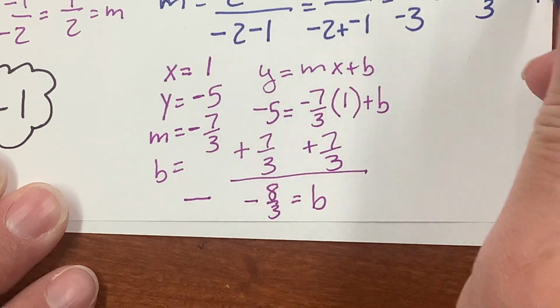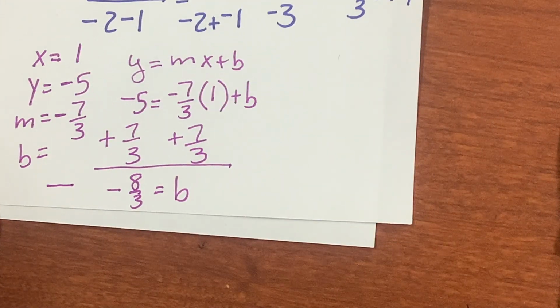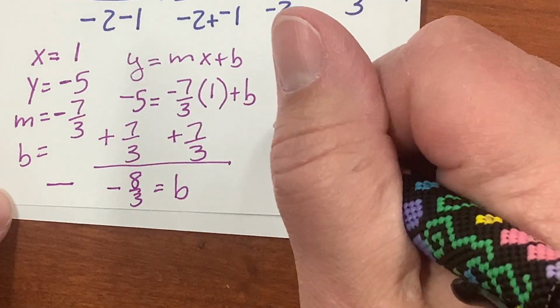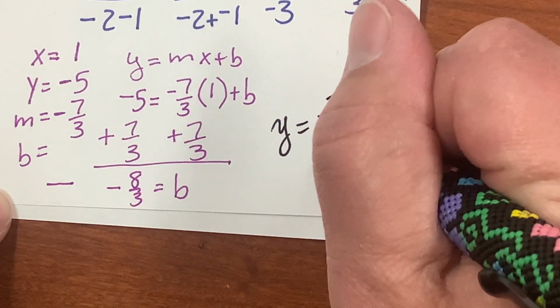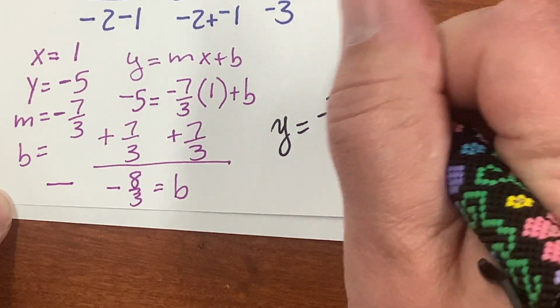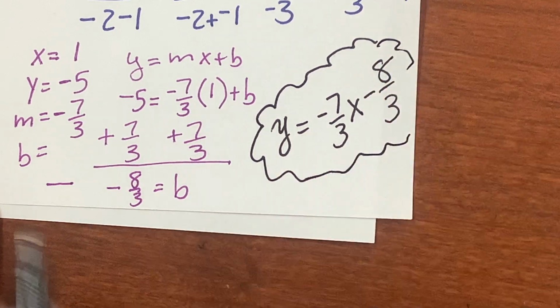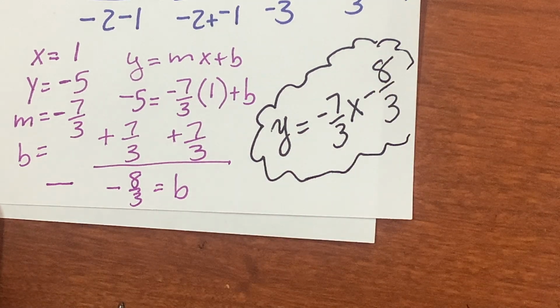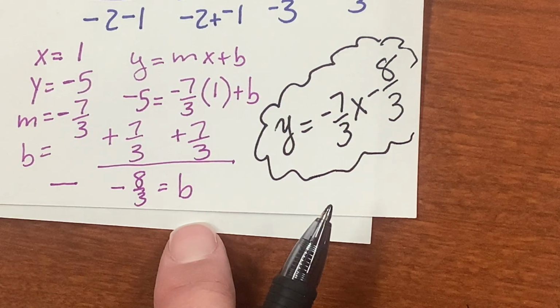Bleh. So I take this m and this b, and I rewrite it as y equals negative 7/3 x minus 8/3. Wow, that is a mess of a problem. It went from so nice and easy to that ugly thing. Wow, that is some hot mess going on there.